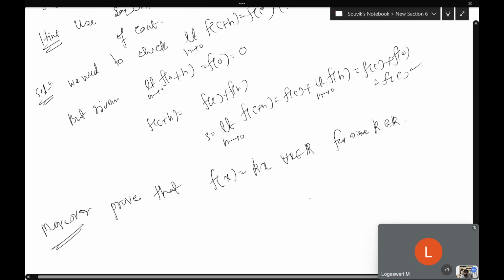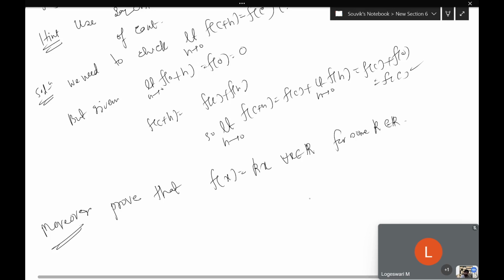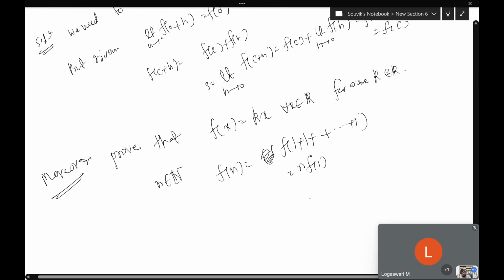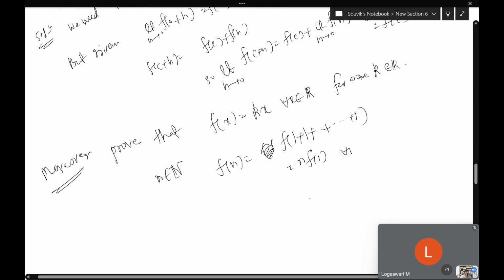So first we will check it for integers. Basically, first we check the natural numbers, that is positive integers. So choose n belongs to N. f of n is equal to f of 1 plus 1 plus dot dot dot plus 1. So by the condition, this will be n f of 1, and this holds for all n belongs to N.